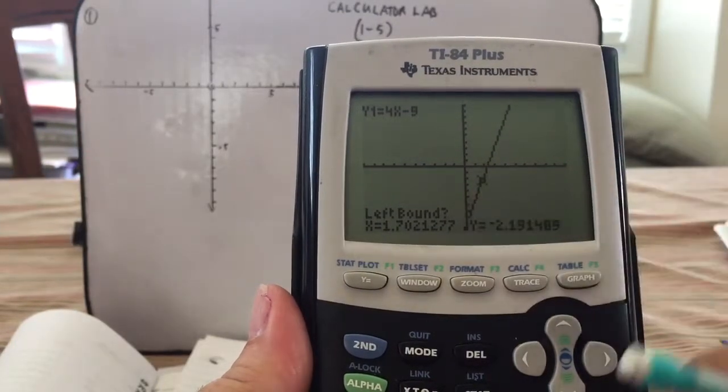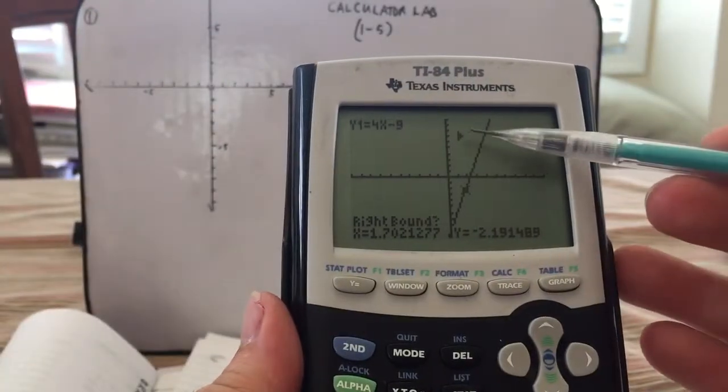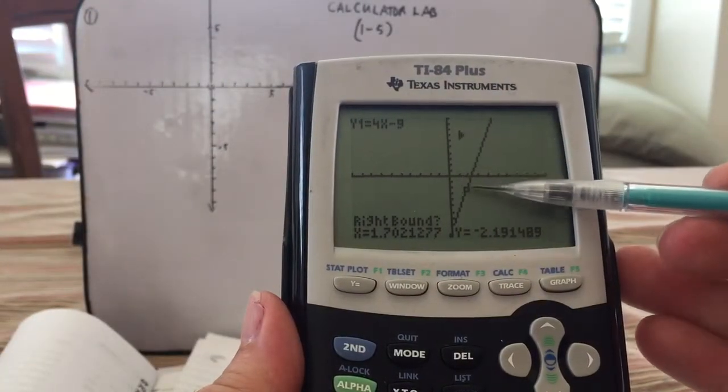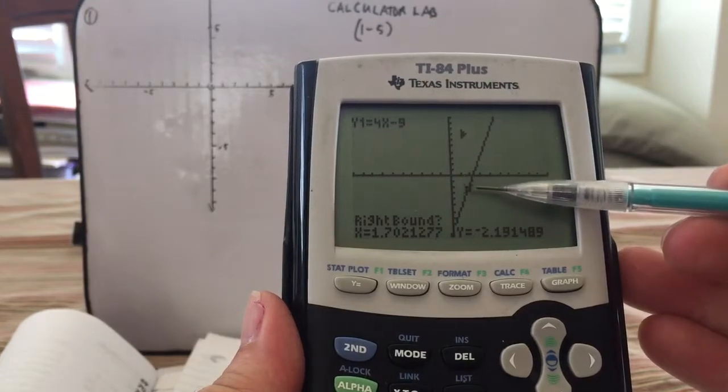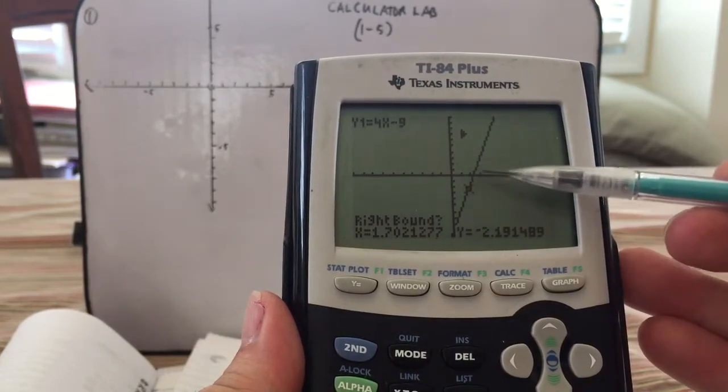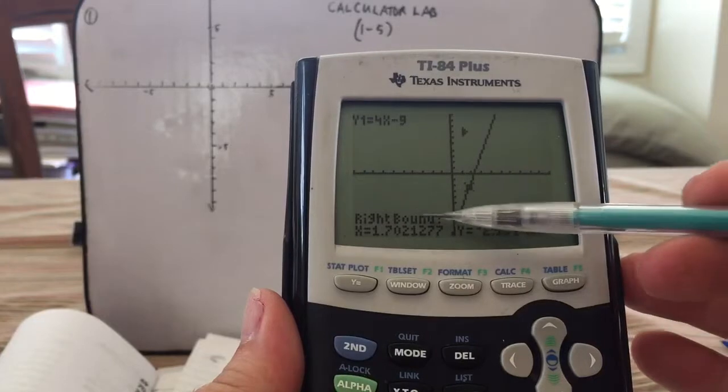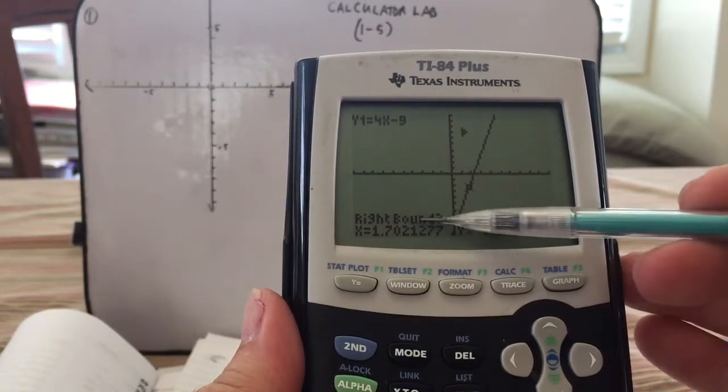So I scroll near that, and then I enter that, so that my calculator knows I would like to look to the right of this. This is the left boundary of where I would like the calculator to look. And now it's asking me, what right bound would you like me to look at?